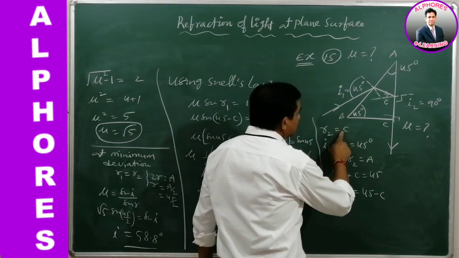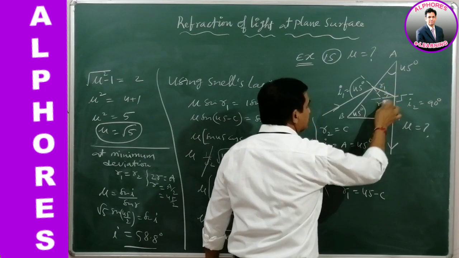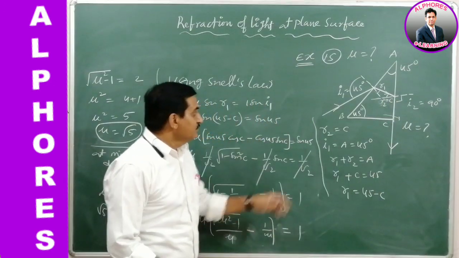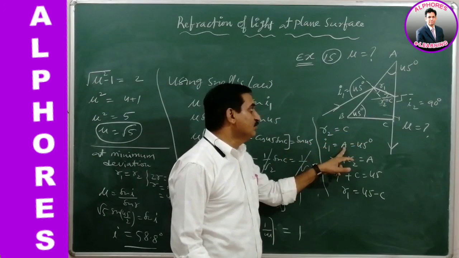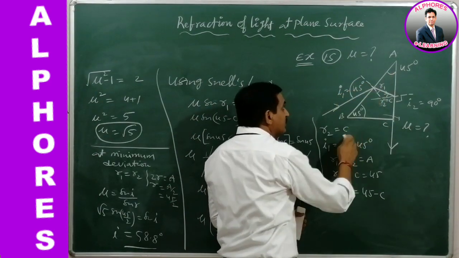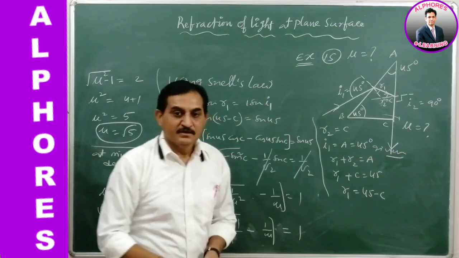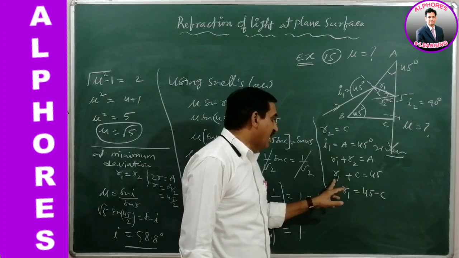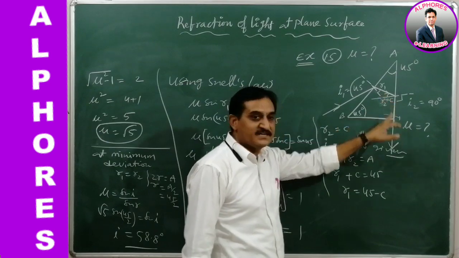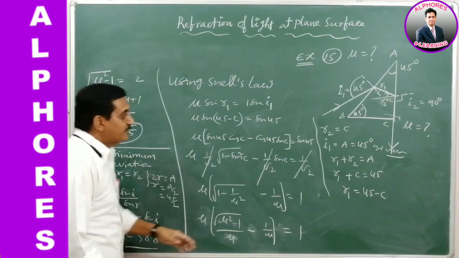So first one: R2 is equal to, here grazing. This is R2, and here it is R1. This angle R2 is the critical angle, right? So R2 is equal to C. i1 is equal to A, because it is mentioned clearly: angle of incidence equal to refracting angle is given in the problem. Now R1 plus R2 is equal to A. Here it is grazing, in the sense that on the other side it is the critical angle C. So R1 is equal to 45 minus C. Okay, now we obtained R1.